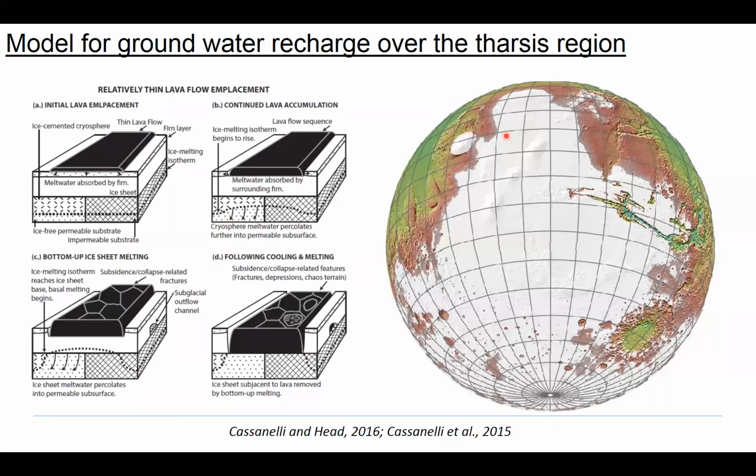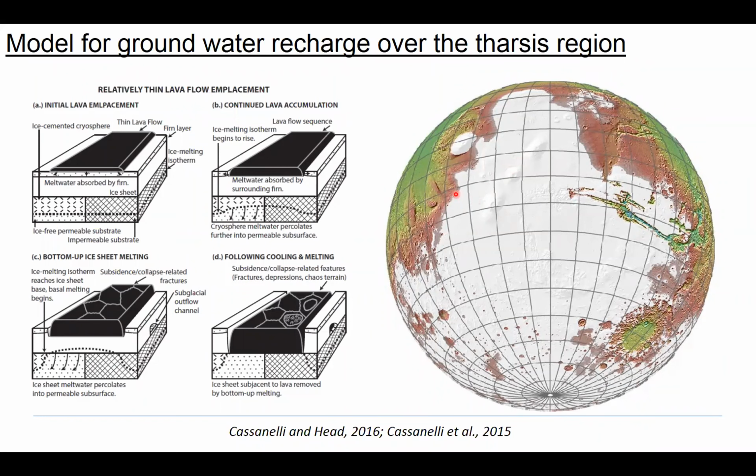That means it has not only happened in this part. There is huge evidence that a huge amount of water might have percolated into this Tharsis region due to the younger lava flows. However, the thickness of the lava flow and how deep the water percolated remains a question.